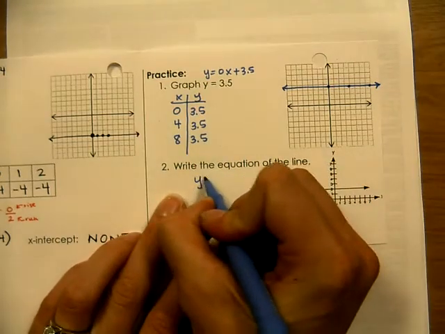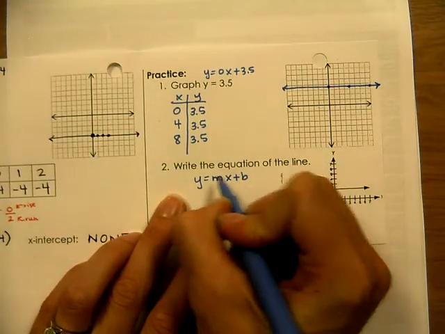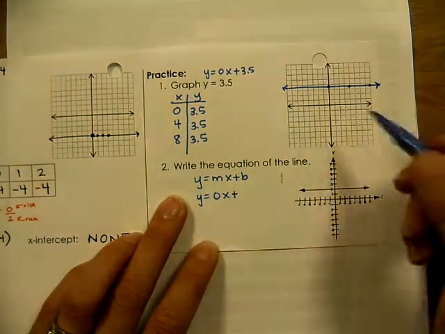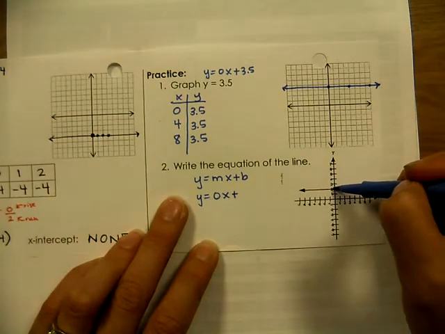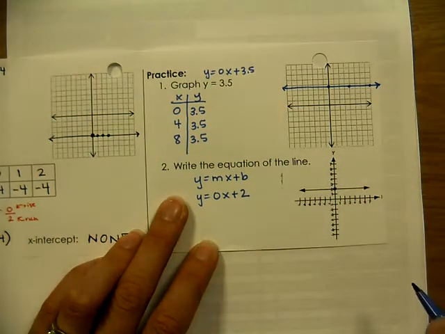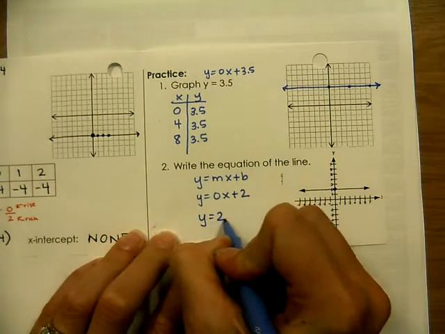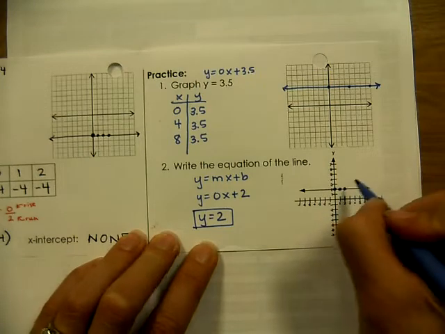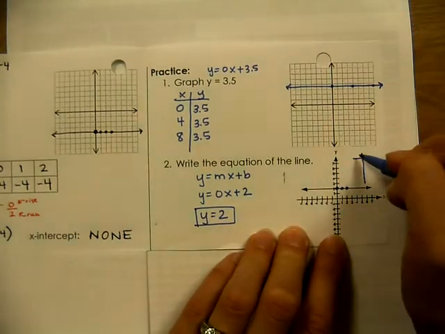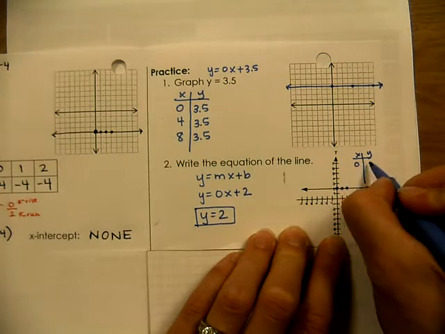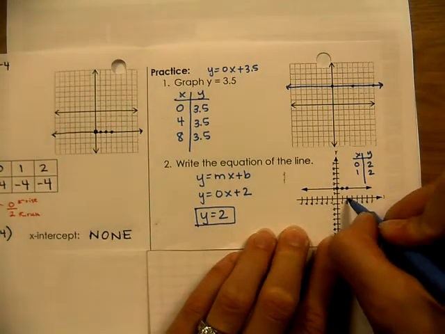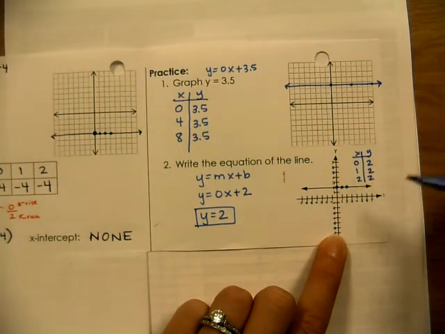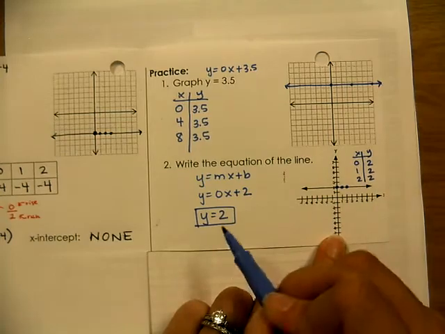So if you want to write it in y equals mx plus b, m would be 0, our slope is 0, plus the y-coordinate of the y-intercept, which is 2. We would just write this as y equals 2. If you picked a few points on here, you could see what the table would look like. We have x and y. This is the point (0, 2). This is the point (1, 2). This is the point (2, 2). We can see that the y value is always 2, no matter what the x is. And that is an indication that the equation will be y equals 2.